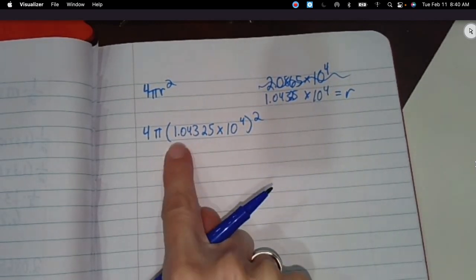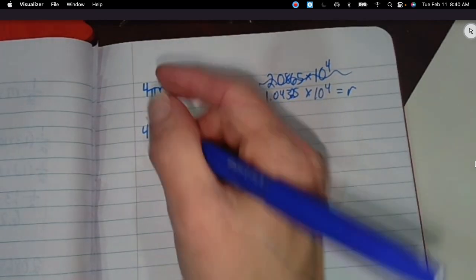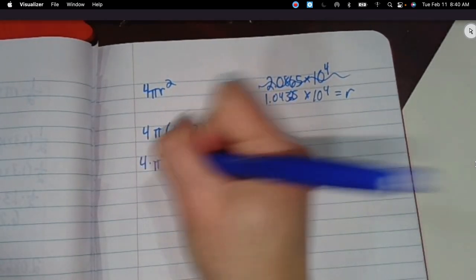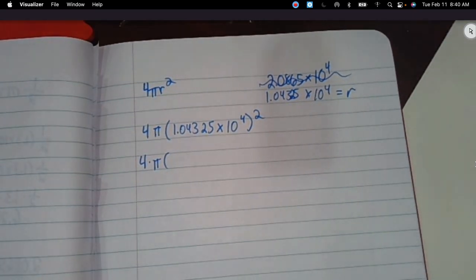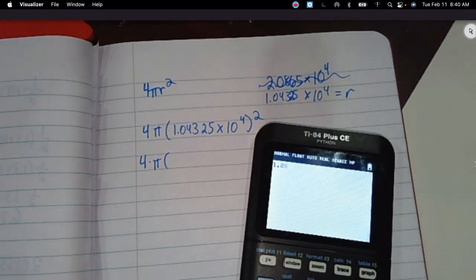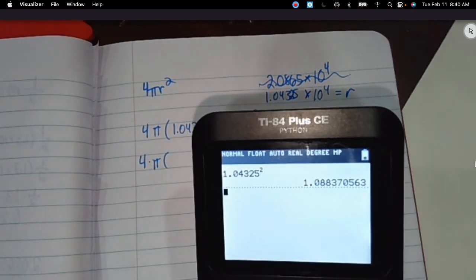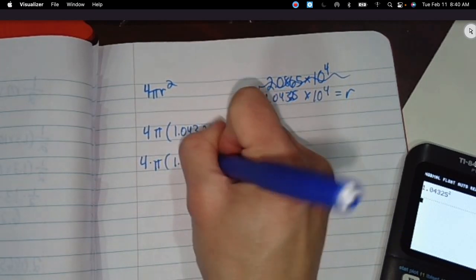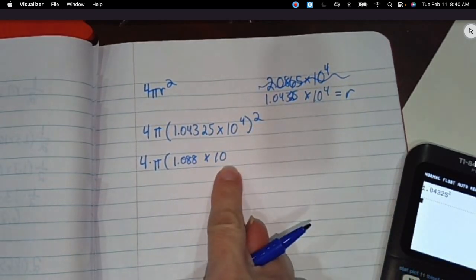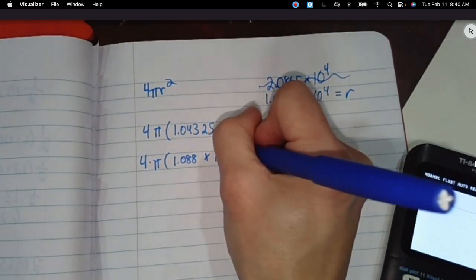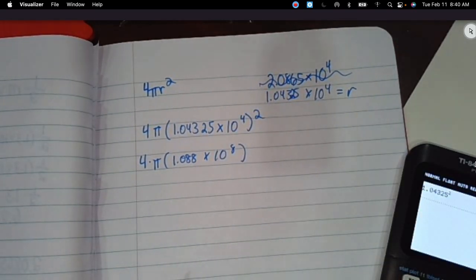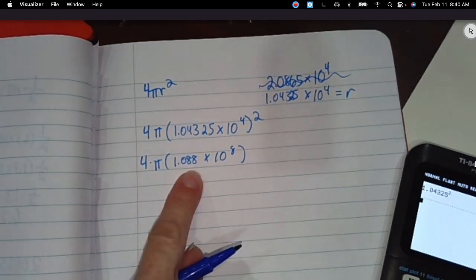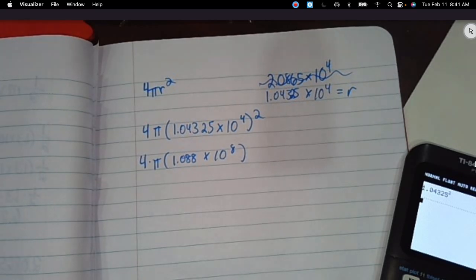We just did these. I'm going to type this in my calculator and square it. So I've got 4, and I've got pi, and then what is that squared? 1.04325 squared. And it is, I'm just going to go to 1.088. I'm not writing all those numbers. Times 10 to the what? What do I do with the 4 and the 2? Yeah, times 10 to the 8. Now what I'm going to do is just multiply my 3 numbers, right? And leave my 10 to the 8th.